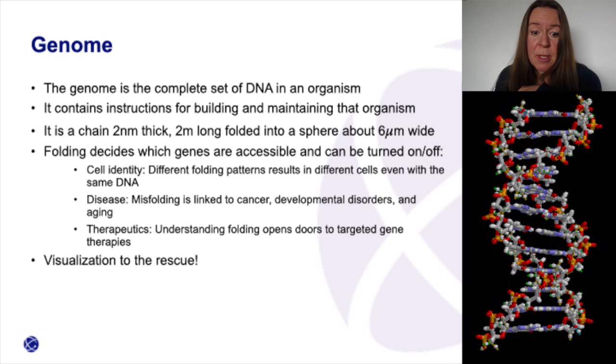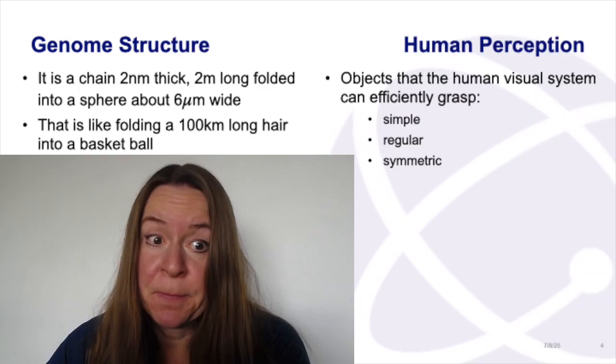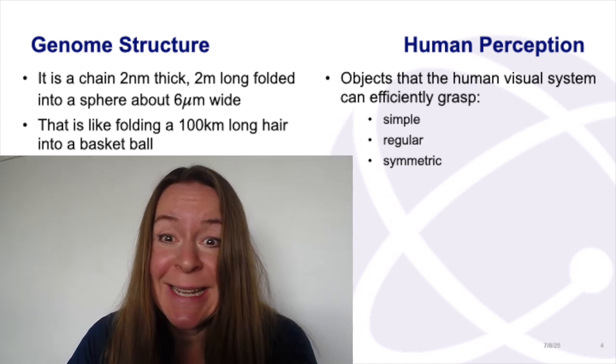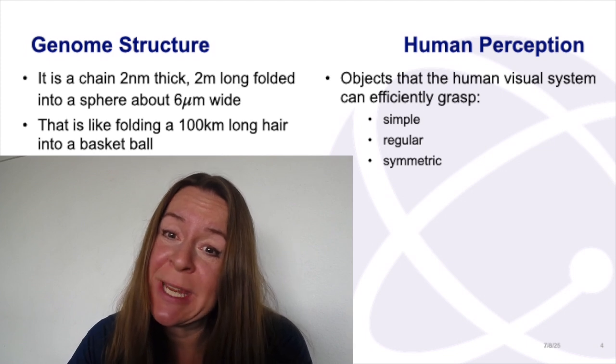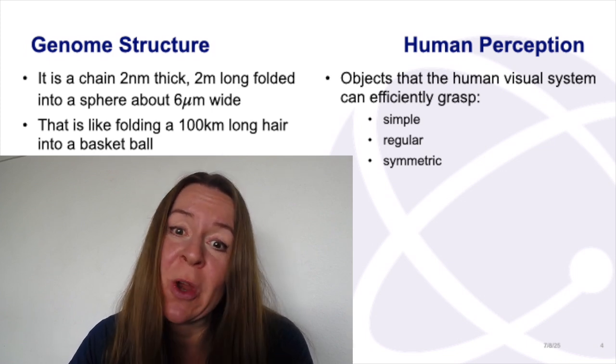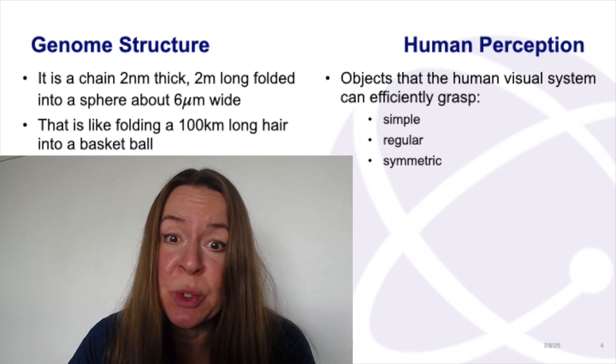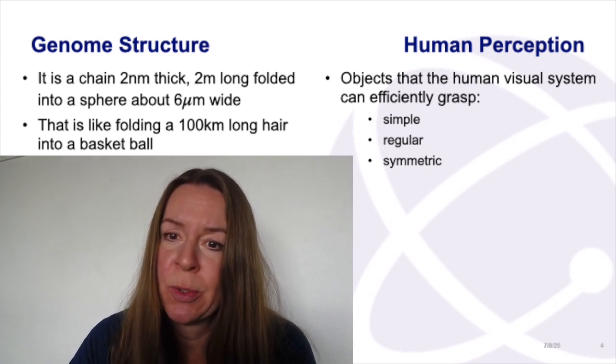For example, a cell becoming a muscle cell or a neuron is based only on the folding. It is also important for disease because misfolding is linked to cancer, developmental disorders, and aging. But visualizing this is actually not so easy, because it is kind of equivalent to folding a 100-kilometer long hair into the size of a basketball.